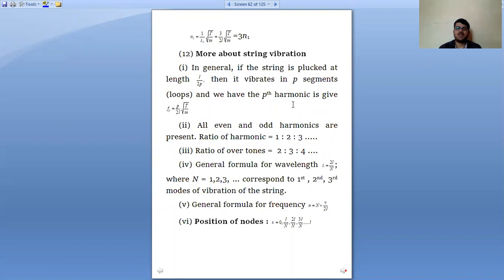Now for P number of loops, similarly you got 1, 2, 3 and so on. If suppose P number of loops are there, this formula, that is F for P loops is equal to P by 2L under root of T by mu. This is the formula we have to use for P number of loops.